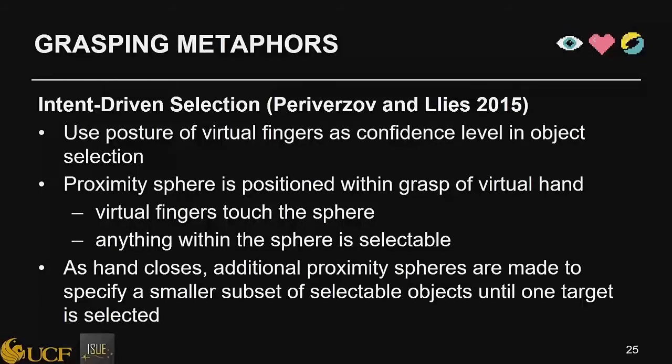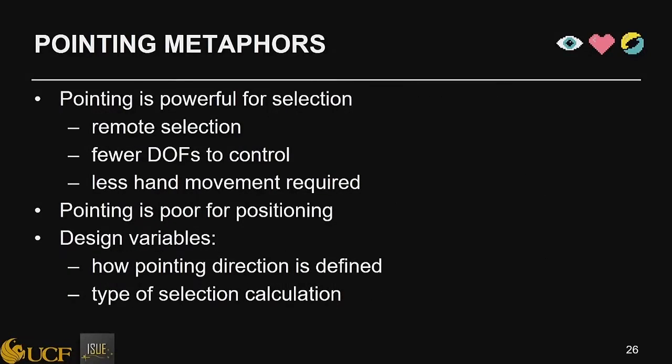As you close in on selecting an object, additional proximity spheres show up, right? As smaller spheres, they basically allow you to select a subset of selectable objects until you get to a point where there's only one object left, because you're getting closer and closer to grabbing that object. So it's a really nice way to enhance a grabbing metaphor by utilizing the fact that in using your hand, you're going to be grabbing that way anyway. You're going to be using your fingers to slowly grasp onto an object. All right, so that's grasping.